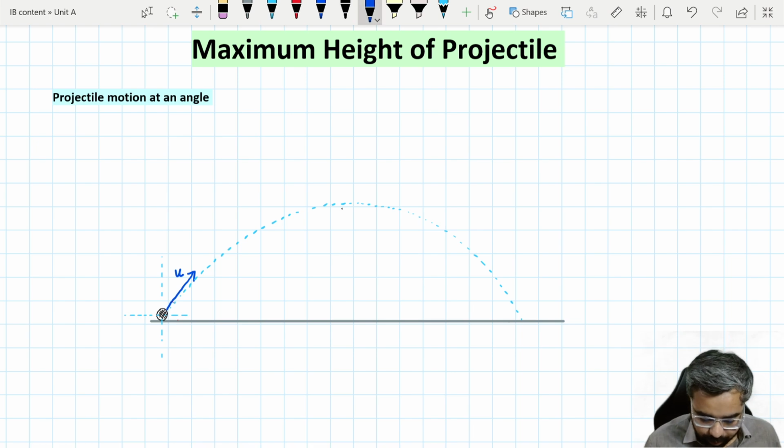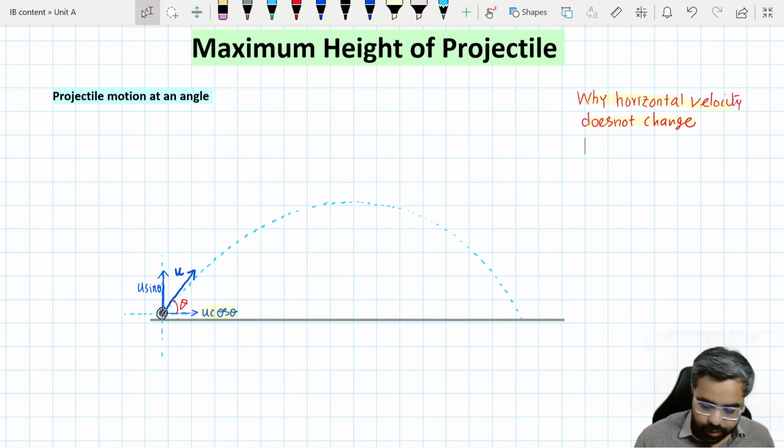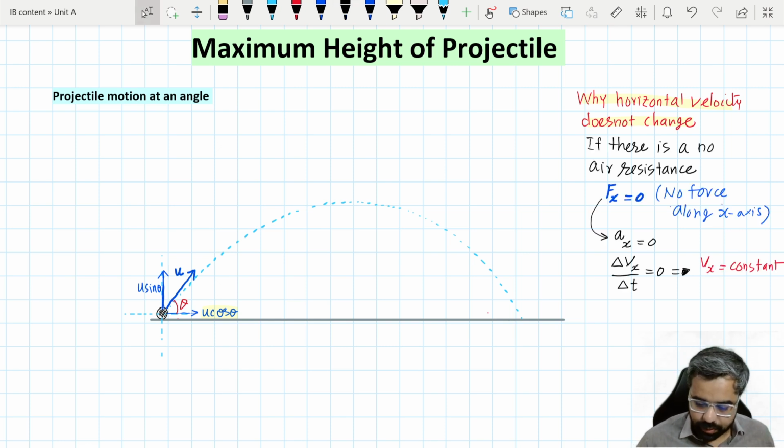You know very well that one component will be the horizontal component, which equals u cos theta, which remains constant throughout the motion if you assume there is no air resistance. The other component, the vertical component, is positive. Why? Because it is vertically upward, so that is u sine theta. Discussing horizontal velocity is not our topic, so I'm going to quickly write the reason just for reference. This is the reason the velocity does not change.